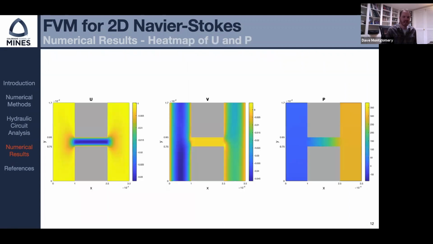Our last slide is a heat map of the velocity and pressure. The leftmost plot is the x component of the velocity field, showing a nearly fully developed flow through the injury channel that cascades from the blood channel and out into the wash channel.